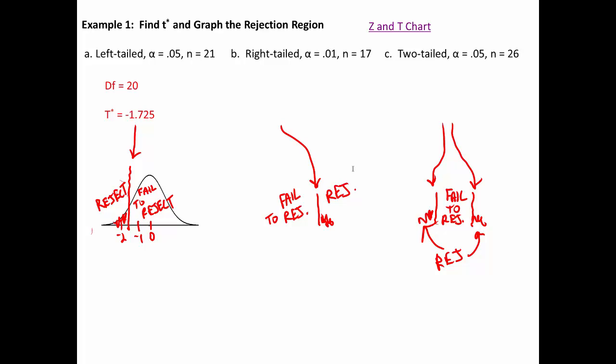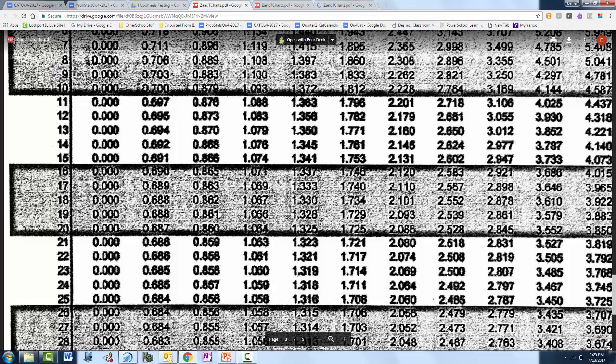Okay, so then a right tail test. We're going to go back to that chart. But now it's a level of significance of 0.01, and it's a right-tailed test. Of course, my degrees of freedom are 16, 17 minus 1. And then I'm going to go to the chart. It keeps opening up new ones. I just go back to my original.